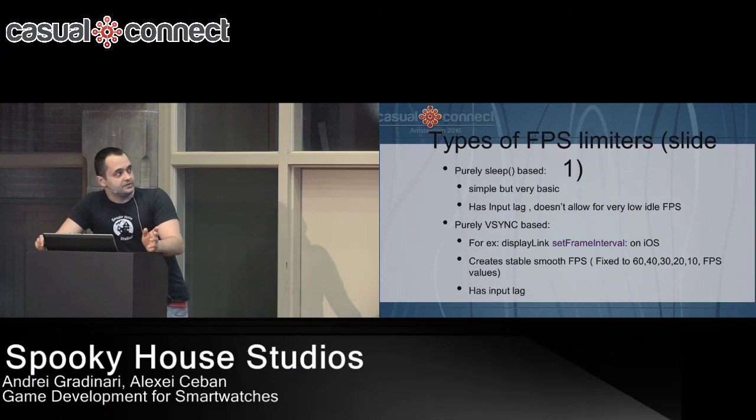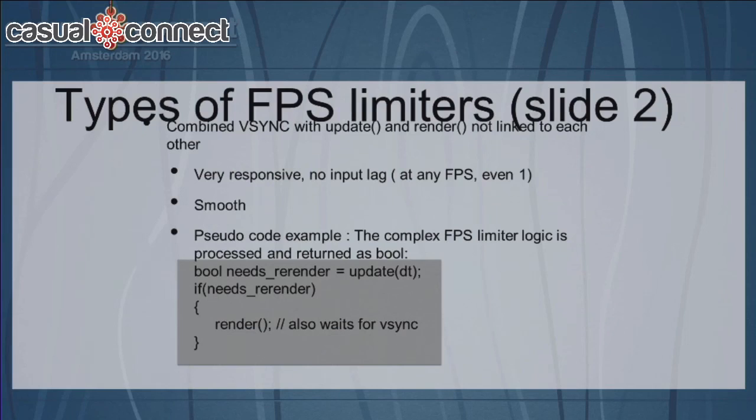There are also purely VSync-based ones. They are used on iOS because they have a set frame rate interval function. Not all the platforms have that, or an analog. It allows you to create smooth frame rates, but they're fixed to integer values like 60, 40, 30. It also has input lag.